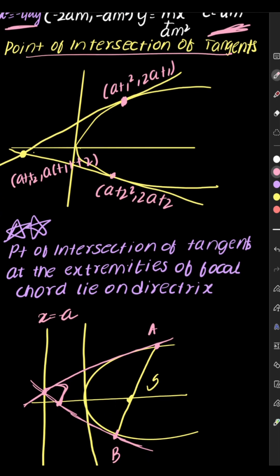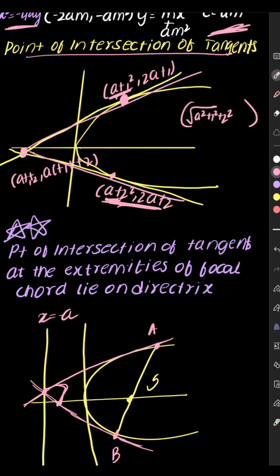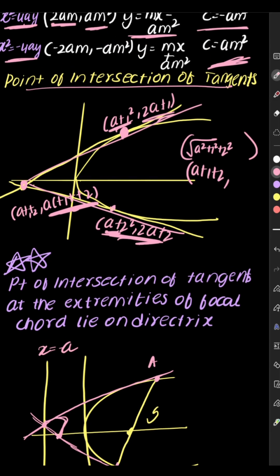Point of intersection of tangents. Now let's say there is a point which has a parametric coordinate t1, another point with a parametric coordinate t2, and I drew 2 tangents at both the points. They intersect at another particular point. The coordinates of that particular point can be defined as follows: first you take the GM of both the x coordinates, the geometric mean, so a square t1 square t2 square, which is going to be a t1 t2, and the arithmetic mean of the y coordinates, which is going to be a into (t1 plus t2), which is the point.